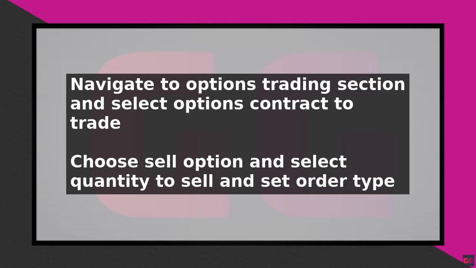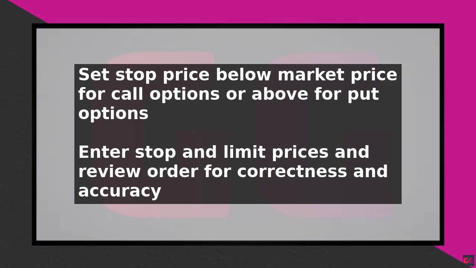The stop price should be set below the current market price if you are selling a call option, or above the current market price if you are selling a put option. For example, let's say you own a call option to buy 100 shares of stock at $50 and the current market price is $55. You want to sell the option if the price falls to $52, but you only want to accept a price of $51 or higher. In this case, you would set the stop price at $52 and the limit price at $51.